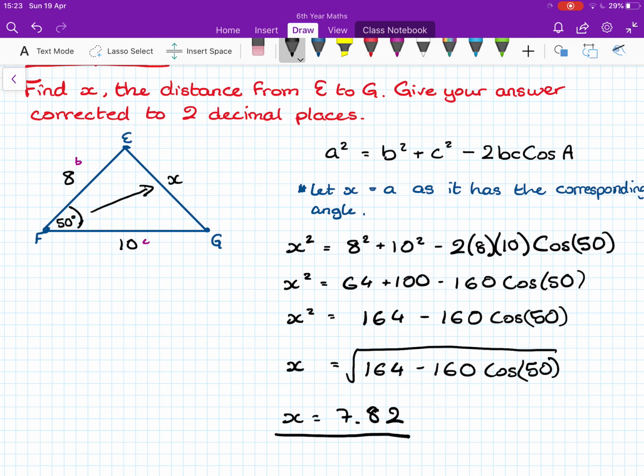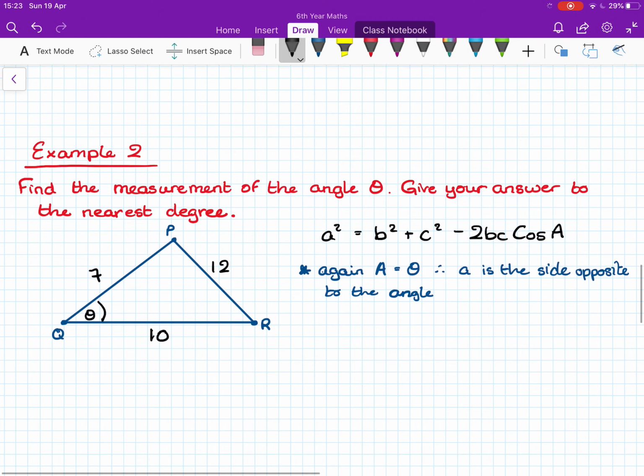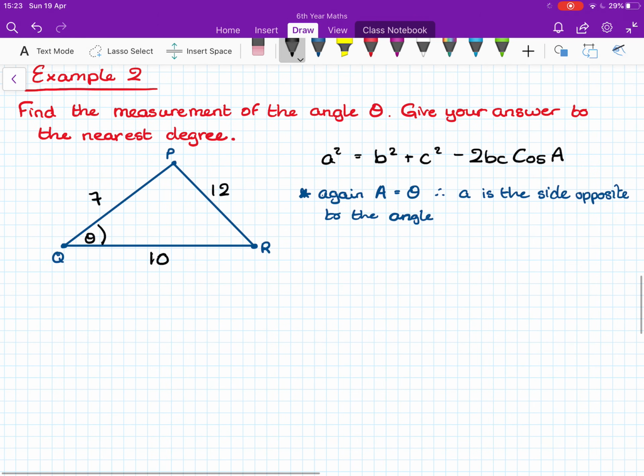Okay. Our second example, which is a case 2. So this is where we were given the three sides and we were asked to find the angle. So very similar to case 2 here. So again, we need to draw our triangle out, or if it's not given to us. And we need to identify which side is A for us, so we can put that into our formula correctly.